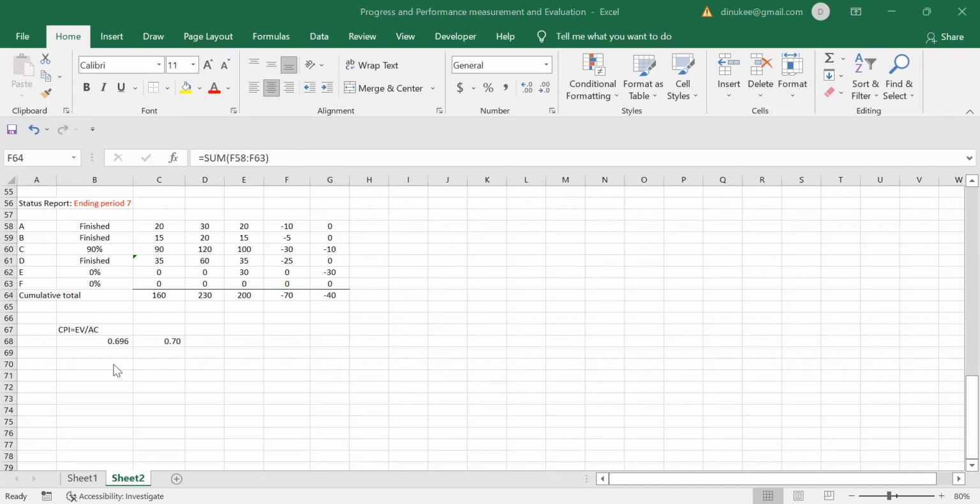So the next one is Schedule Performance Index, right? So the Schedule Performance Index calculation, you have to take earned value. From that earned value, you have to divide it by the planned value, right?